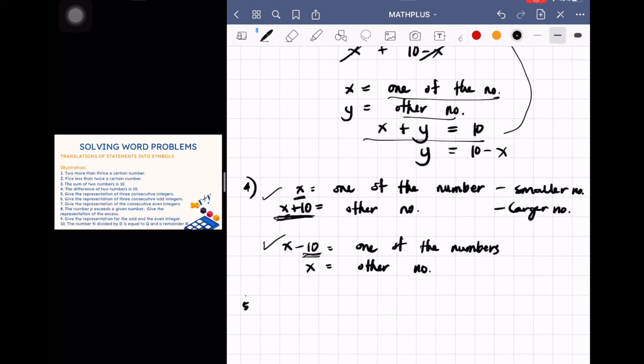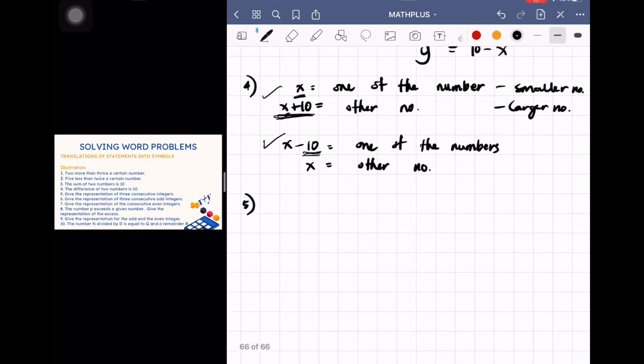Okay. Number 5. Give the representation of 3 consecutive integers. So, when we're talking about integers, we're talking about the number line, right? Except the decimal. So, we're talking about whole numbers here. Let's say, ang integer mo is 1, 2, and 3. And as you can see, itong consecutive integers na to, ang difference lang nila is 1, diba? Ito, pag dinagdagan ko ng 1, it gives you 2. Si 2, pag dinagdagan mo ng 1, it gives you 3.